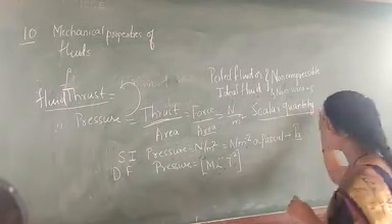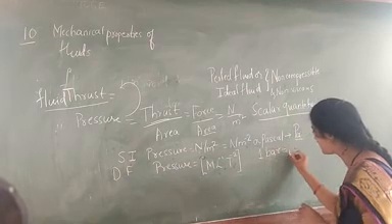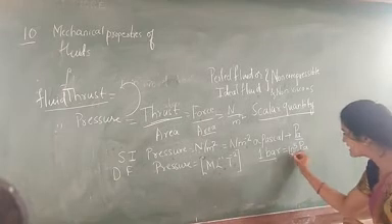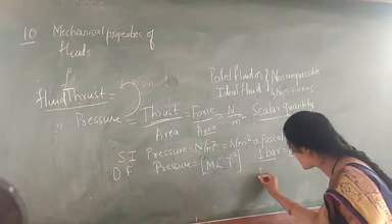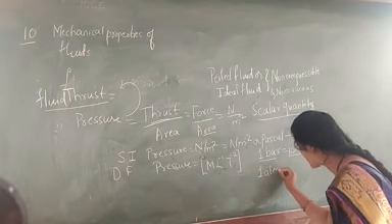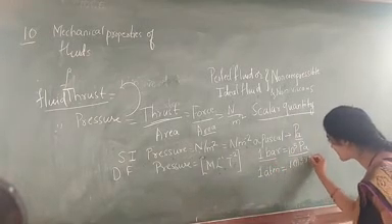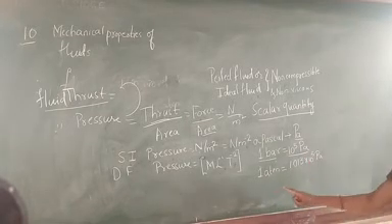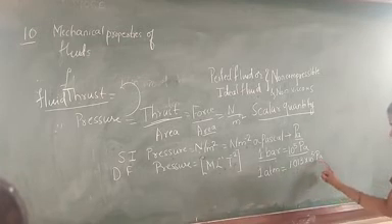Now we know that 1 bar is equal to 10 raised to 5 Pascal. And it can also be written as 1 atmosphere is equal to 1.013 into 10 raised to 5 Pascal. The value of 1 atmosphere is equal to 1.013 into 10 raised to 5 Pascal.